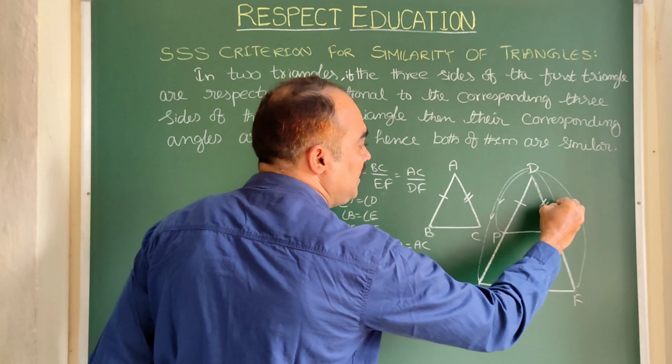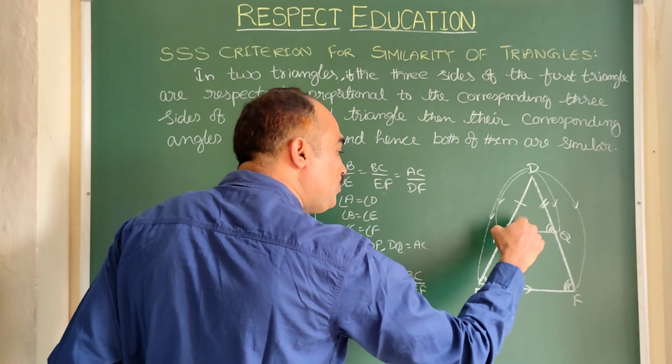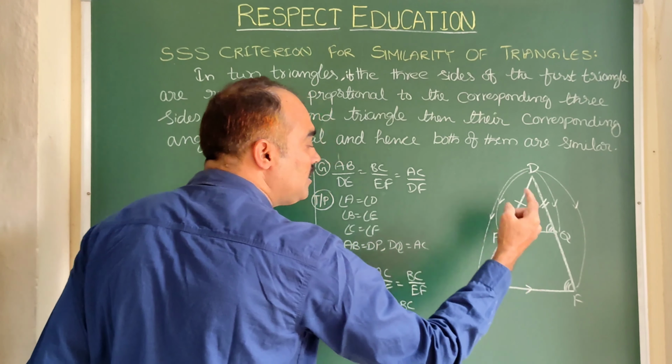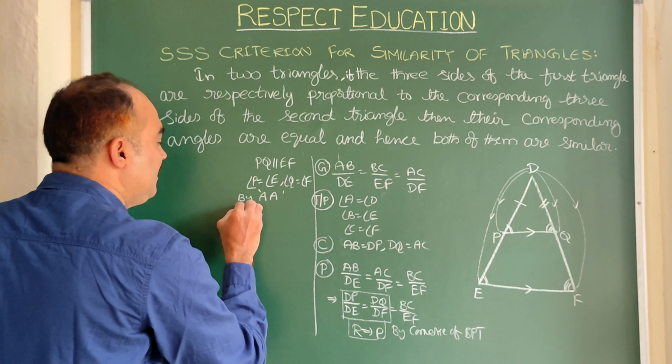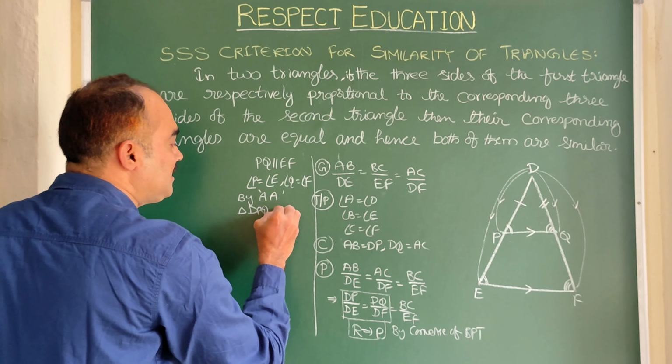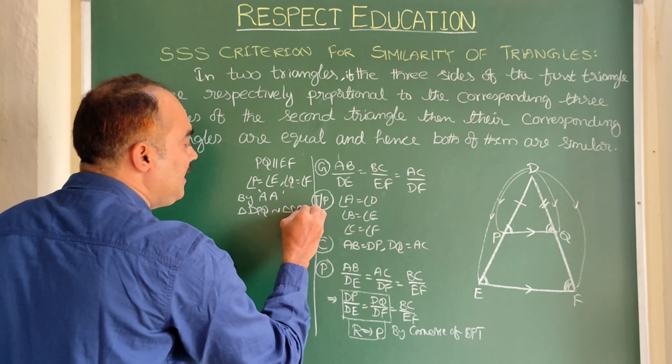So let us give rest for a while to triangle ABC. Now it is under rest, so we are not showing ABC. Our focus is only on this triangle. Angle P equals angle E and angle Q equals angle F. These P and Q are the corresponding angles of DPQ, and E and F are the corresponding angles of DEF. Therefore, by AA similarity, both the triangles are similar. So by AA similarity, triangle DPQ is similar to triangle DEF.